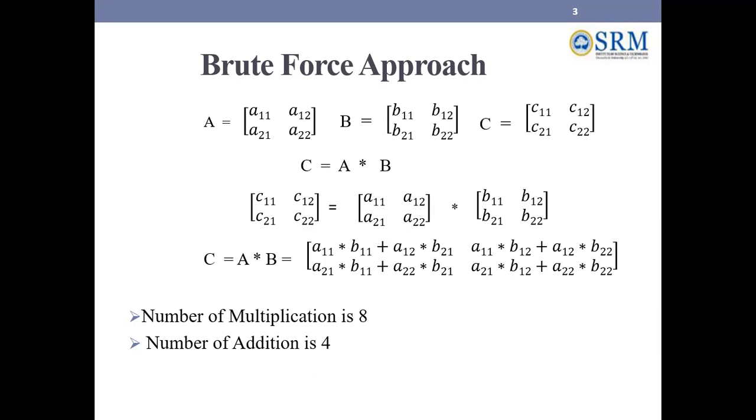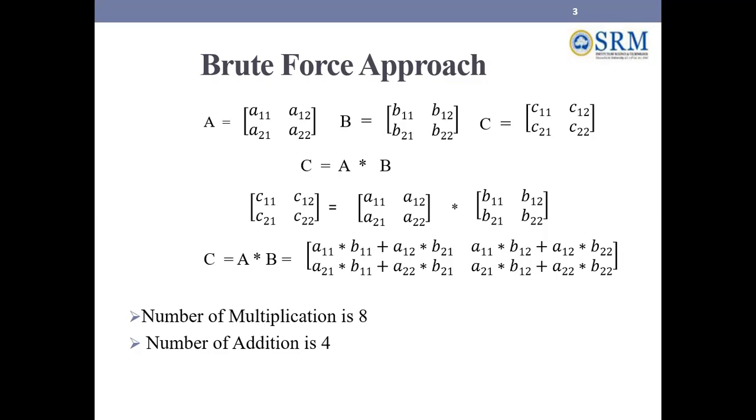Now, take the second row from the A matrix, and multiply with every column in the B matrix. So, A21 into B11 plus A22 into B21. And the last value is the same row, second column: A21 into B12 plus A22 into B22. So, this is the normal procedure, the brute force approach for matrix multiplication.